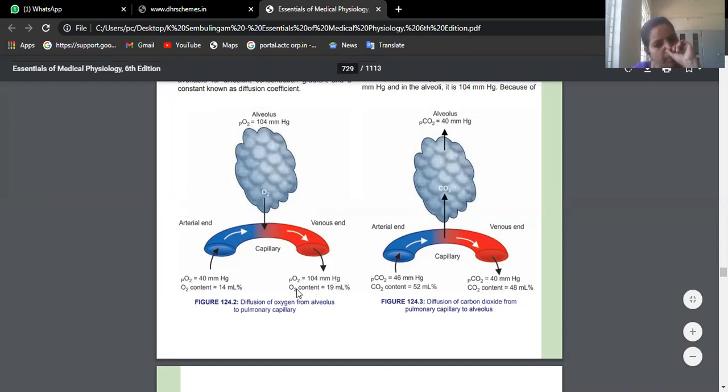Always try to remember, because the partial pressure of oxygen is 104, on the other side, towards the venous end, in the pulmonary veins which are carrying oxygenated blood, it is again 104. So that you should remember.